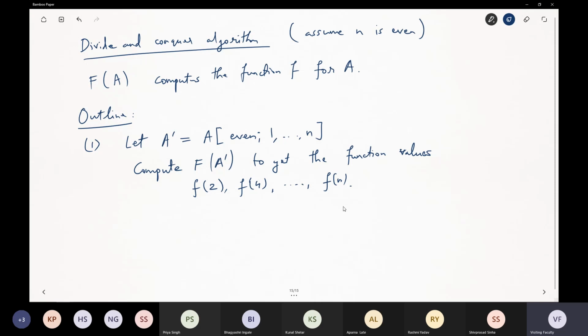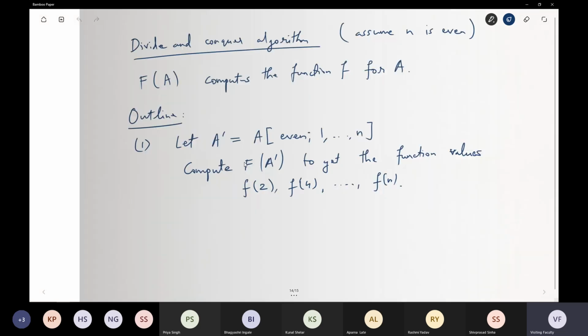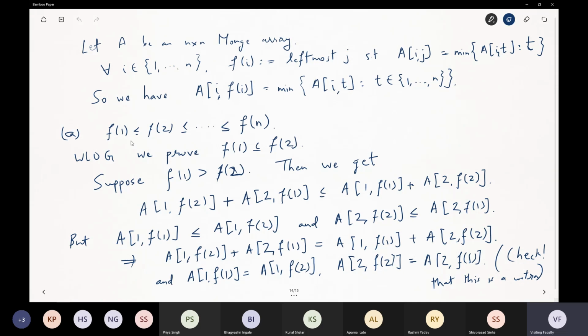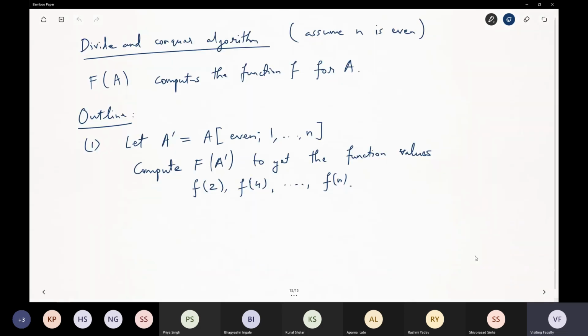Now what remains? You already have these values. You now only need to compute the odd values, right? f of 1, f of 3, f of 5, f of 7, right? And here is where we are using the previous property. You see this property? This property, f of 1, f of 2, f of 3, these are in increasing order, right? So what do you do? For the remaining values, you simply check.